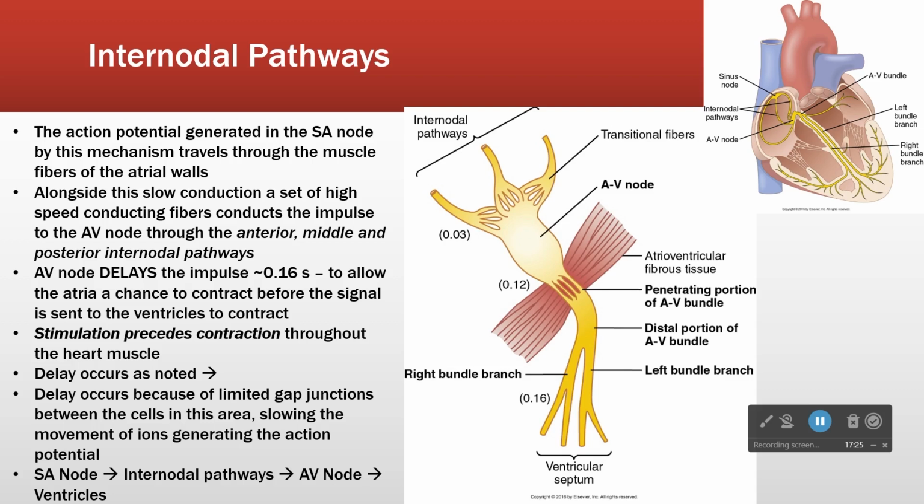All right, then once it's through the AV node, then it picks up speed again. It actually becomes even faster than it was in the atria. So the impulse is 0.16, 100 milliseconds is how I remember it.